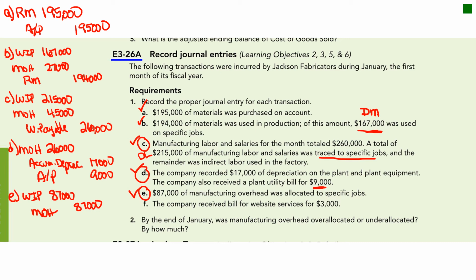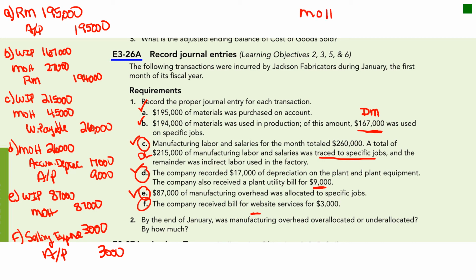And then letter F, it says we received a bill for the website services for $3,000. Remember, that's basically a selling expense. You can call that whatever you want to call it. I believe they call it website expense. I'll just call it selling expense. It doesn't really matter, just something expense. That is for $3,000. And we've got the bill, it didn't say we paid it yet, so that's basically AP. So there's your basic rundown of all your basic entries.